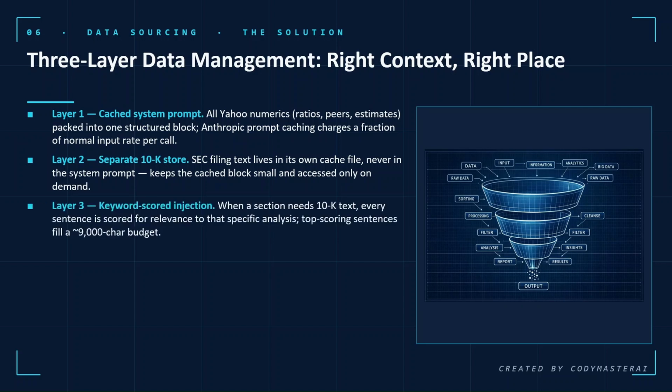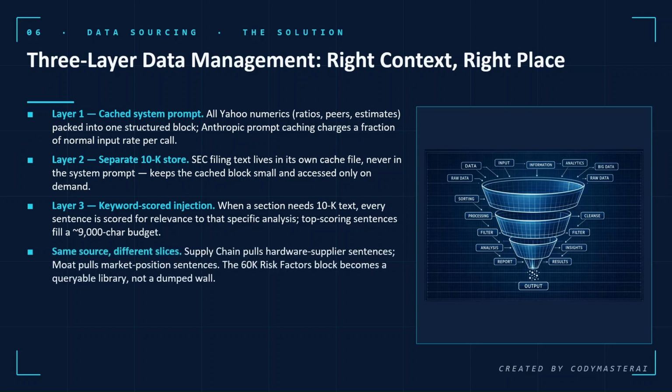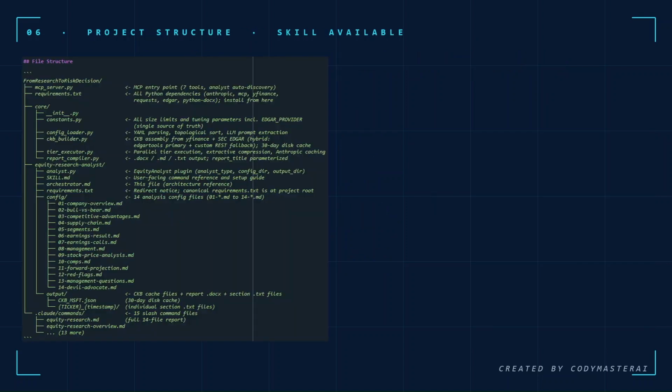Layer 3 is what I call keyword-scored injection. When a section needs 10K text, rather than sending tens of thousands of characters of 10K data blindly into the LLM, every sentence in the filing is scored for relevance to that specific analysis. The top-scoring sentences fill a 9,000 character budget, so the supply chain section gets hardware supplier sentences. The moat section gets market position sentences. Same 60,000 character source, different targeted slice each time.